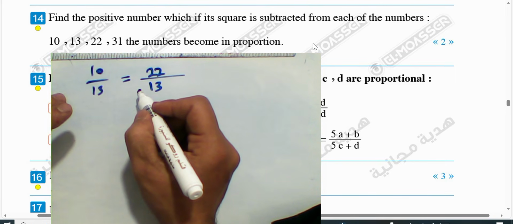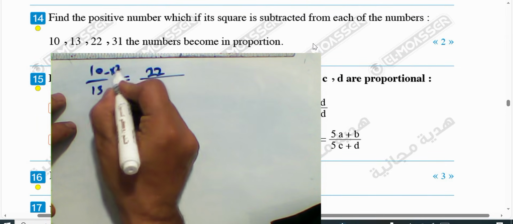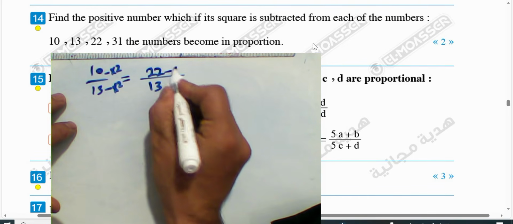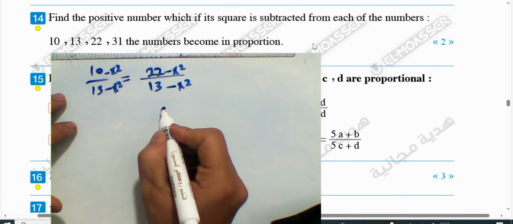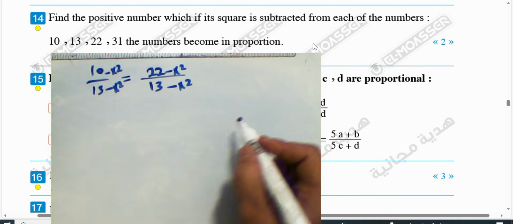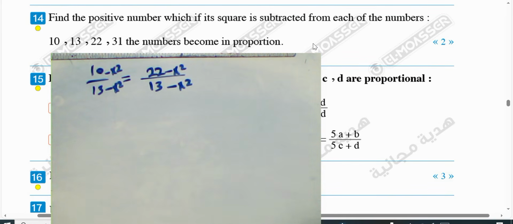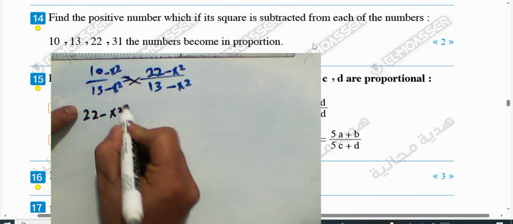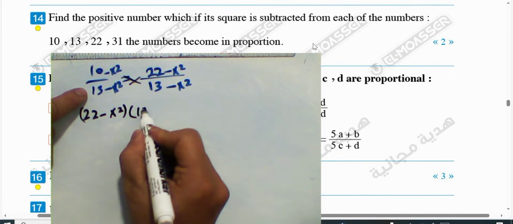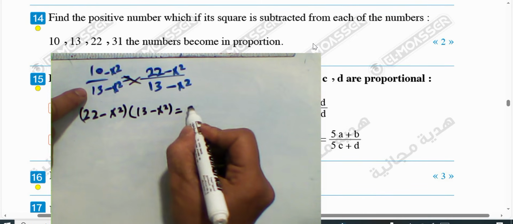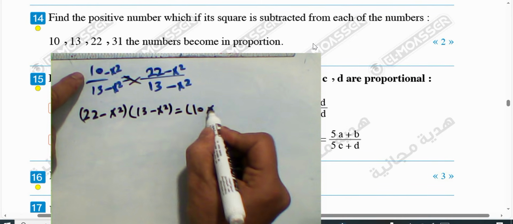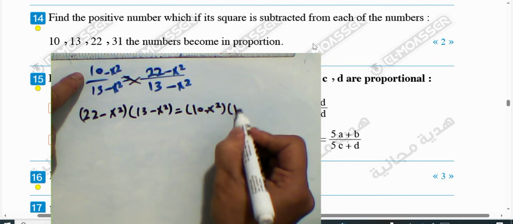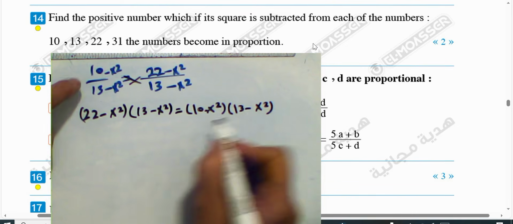If we subtract like this, the number will be x and its square will be x power 2. They are proportional. Now I will solve the example by using the rule: the product of extremes equals the product of means. We have 22 minus x squared, times 13 minus x squared, equal 10 minus x squared, times 13 minus x squared.